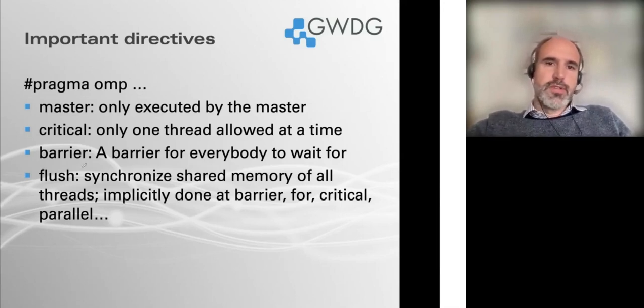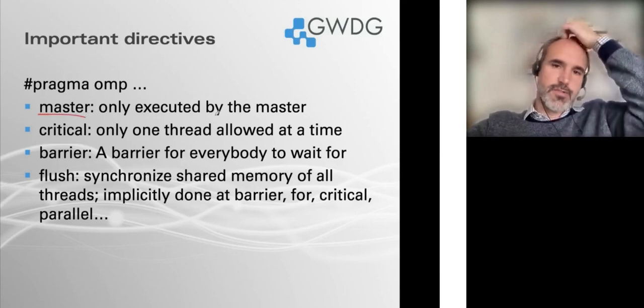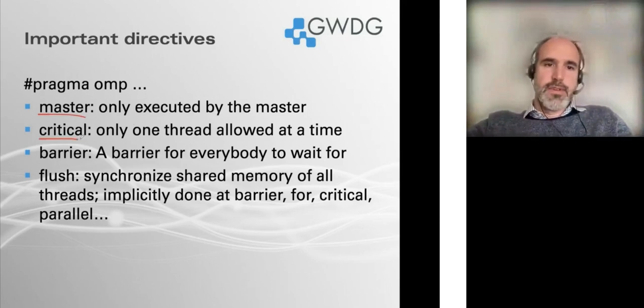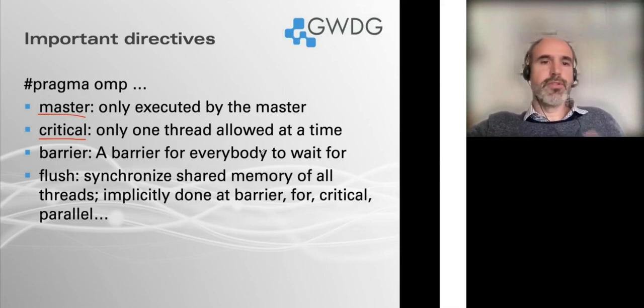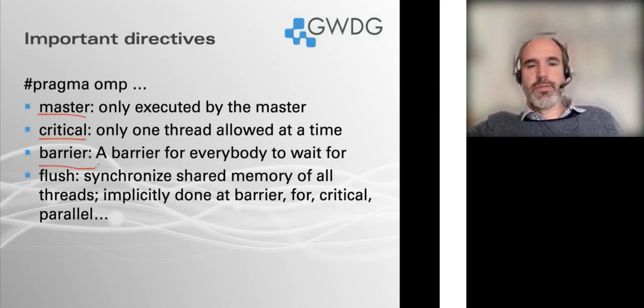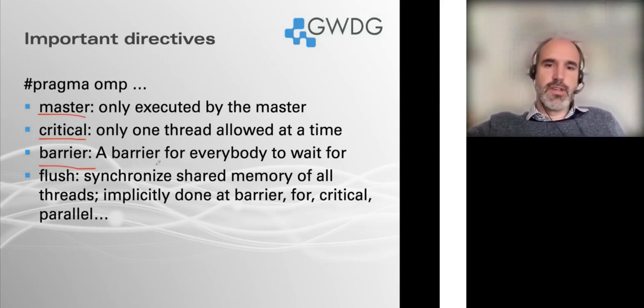Other directives to be used are the master directive, where one part of the code is executed only by the master. Critical means only one thread is allowed at a time. A barrier, also from MPI, and we talked about this today, is a position in the code where we have to wait for all threads to arrive. And flush is used to synchronize, so that basically the memory is cleaned up and shared, and so on.